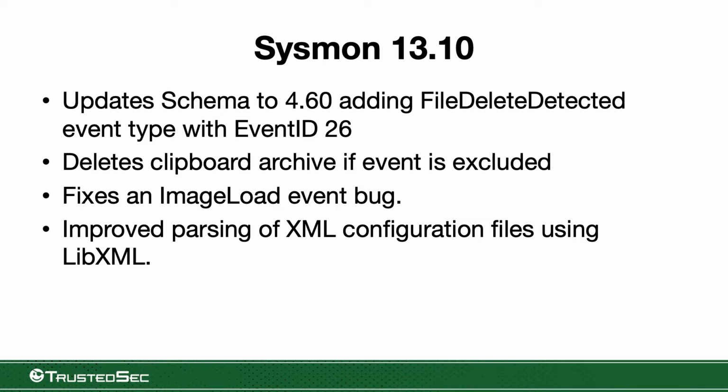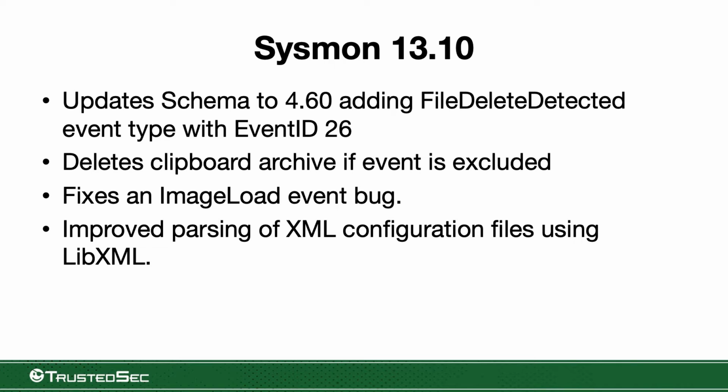So today I want to talk to you about a new version of Sysmon, Sysmon 13.10, that just got released. Now this new version of Sysmon updates the schema to version 4.6 by adding the file deleted detected event type with event ID 26. So with this new event type, one of the things that we can do is that now we can track deleted files without having to archive them. So we can be more selective and save space. And it actually helps us quite a bit to be more flexible in using this event type.